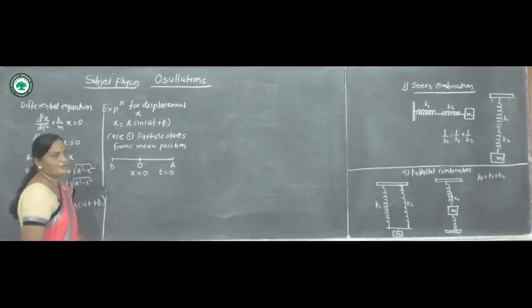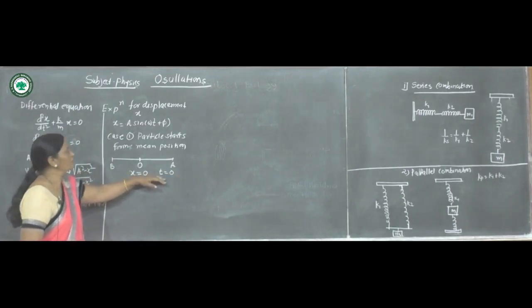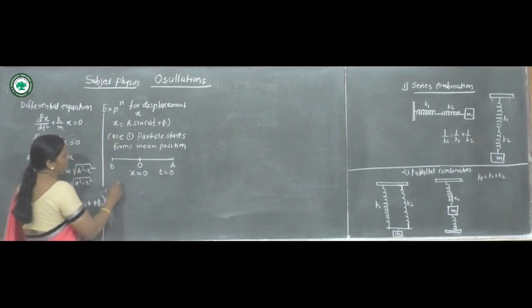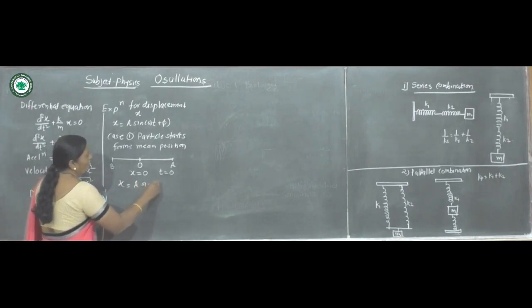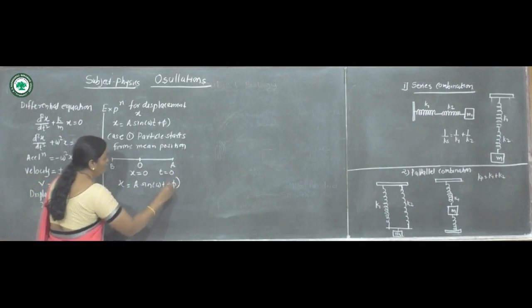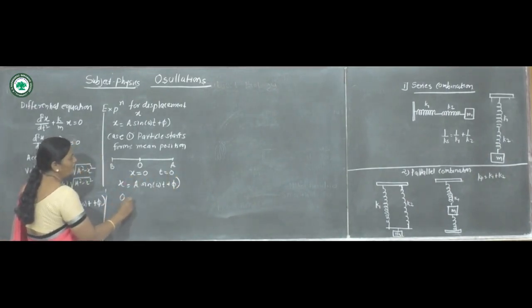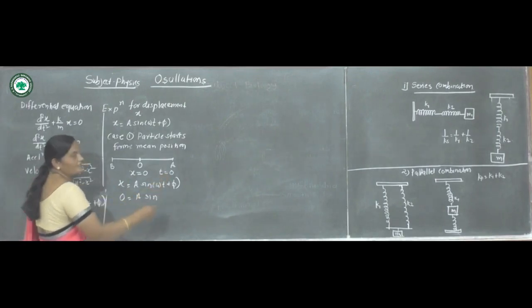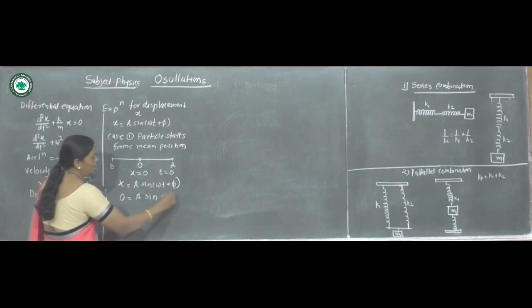We substitute the values x is equal to 0 and t is equal to 0 in the equation x is equal to a sin omega t plus phi. Then x is 0, the value of t is 0 here, and the angle is phi.